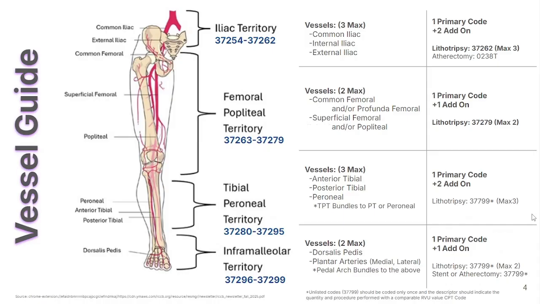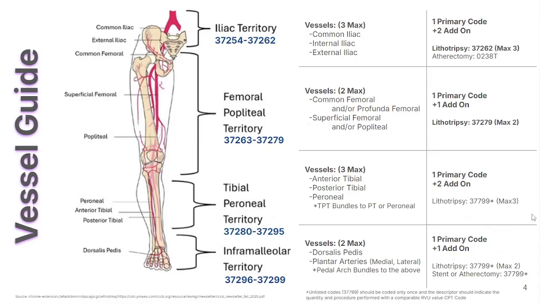So you'll note in the iliac territory, the 37254 through 62 codes, there are 3 vessels in that territory that are considered billable vessels to code from: common iliac, and the internal and external iliac. So we have a maximum of 3 in that territory for billing codes. When you look at the codes, you can select 1 primary code and 2 add-on codes.